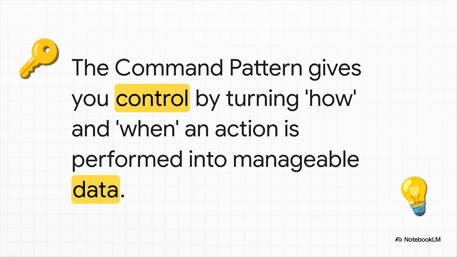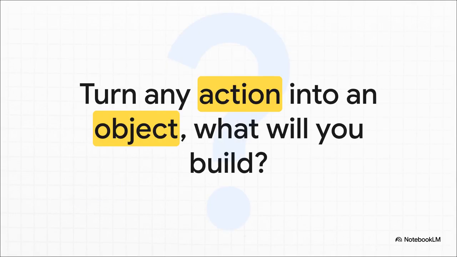So if there's one thing to remember, it's this. You're transforming abstract actions into concrete objects that you can actually store, manage, and manipulate. You're taking control over not just what happens, but how and when it happens. This simple shift in thinking, from just calling a function to creating a tangible object for every action, it just opens up a whole world of possibilities. So the next time you're staring at some tangled code, don't just write another function. Think like a restaurant and ask yourself, what would the order slip look like?